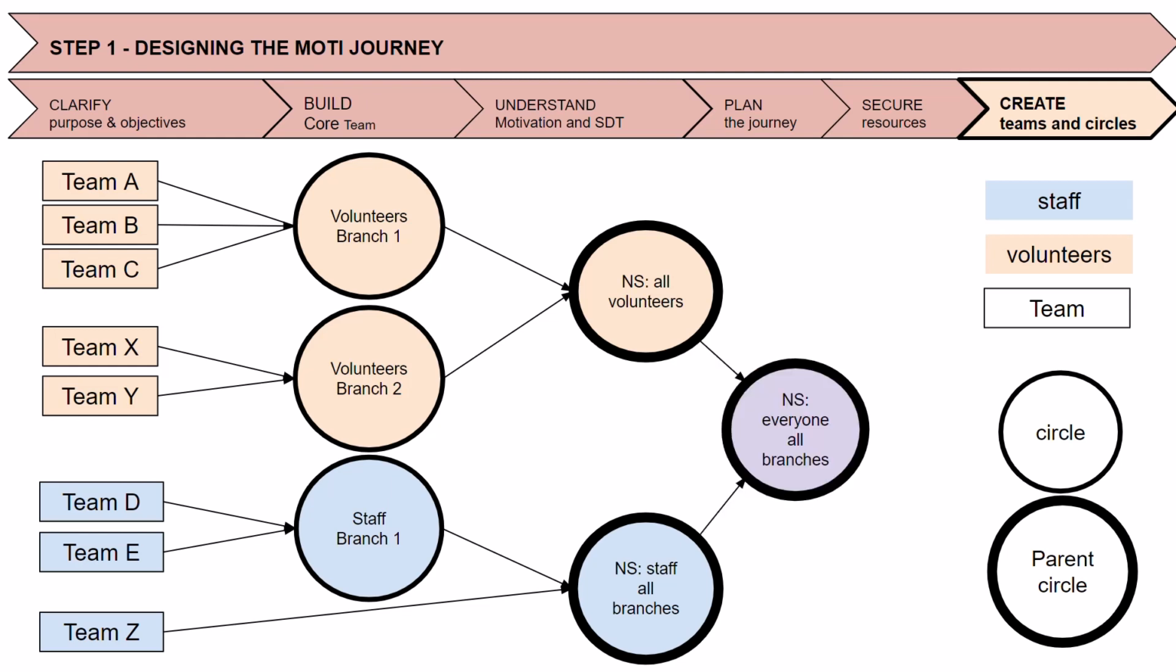And you want to compare staff with staff and volunteers with volunteers. But in the end, you might want to have a general idea of how everyone is feeling in all the branches. And so you just create another parent circle that includes the 2 parent circles, National Society All Volunteers and National Society Staff All Branches.